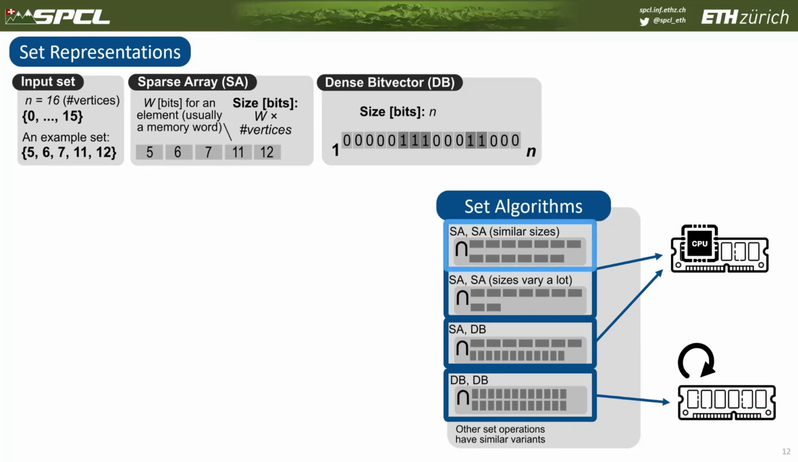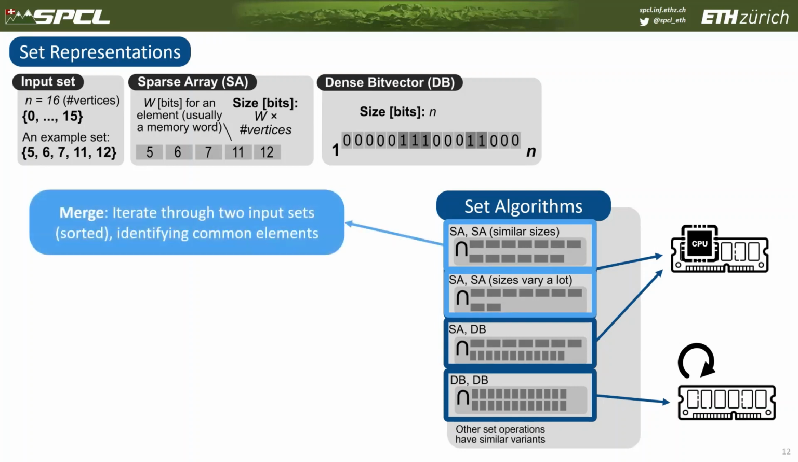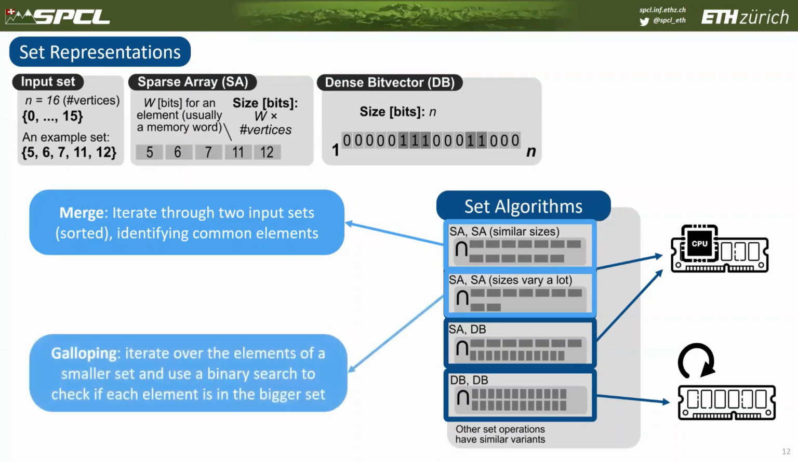But we can go even more towards fine-grained decisions. So for example, depending on the sizes of these sparse arrays that we are going to intersect, we can execute these different variants of the specific set algorithm for intersection. So on one hand, if we are intersecting 2 similar sized sparse arrays, we prefer the merge intersection, where we simply iterate through 2 input sets which are sorted, and we identify common elements as we go. And the complexity of this is going to be n plus m, where n and m are the sizes of the input sets.